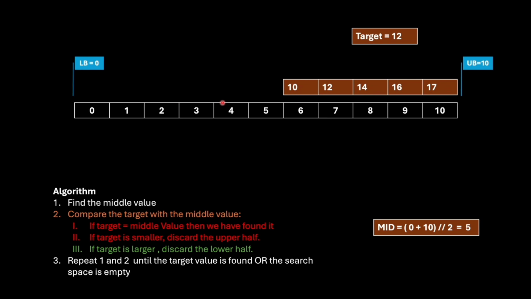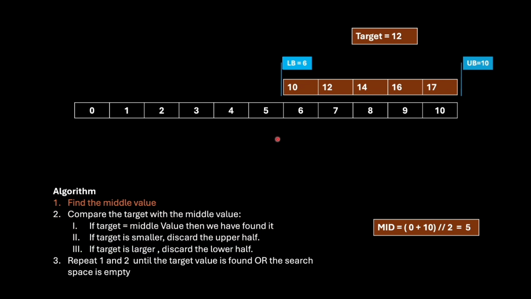As we have discarded the lower half, we have to adjust our lower bound. Our new lower bound value is 6. And this makes sense, right? Because now the first element in the searchable range is at index number 6. What's next? Oh, we have to find the middle value again. Okay, so we have to use 6 plus 10 divided by 2. So the new middle value is at index number 8.